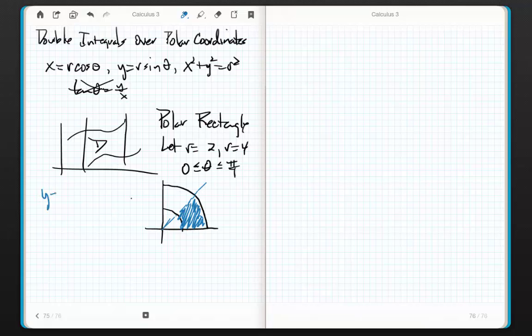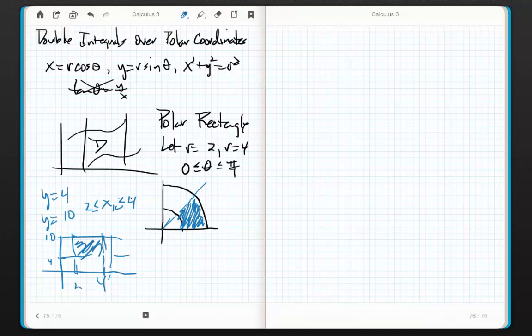Right? If we let y equal 4 and y equal 10 and let x go between 2 and 4, then it'd be pretty simple if I let a region be bounded by that. Here's 2, here's 4, here's 4, clearly not drawn to scale, here's 10, then my region is this guy. It's this rectangle. Man, I need to take like an art class or something. I am pathetic when it comes to sketching these.